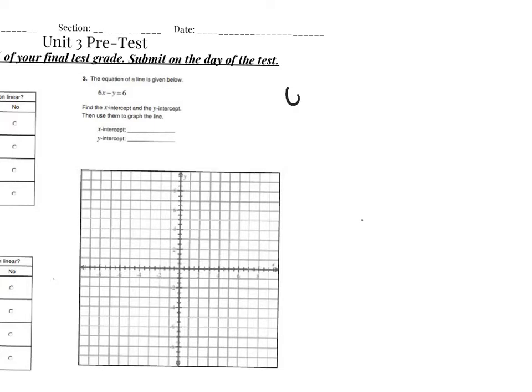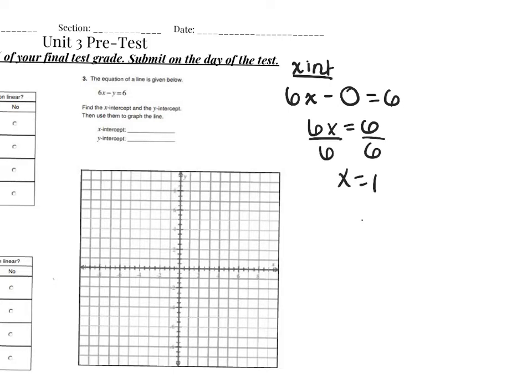So I'm going to find my x-intercept first and label it. 6x minus, I'm going to change that y to a 0, equals 6. That leaves me with 6x equals 6. I'm going to divide by 6, and I'm left with x equals 1. So I'm going to go over to my graph, and on my x-axis I'm going to plot x equals 1.